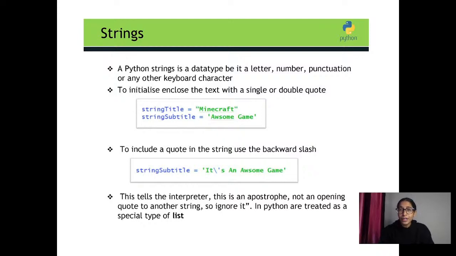Often in Python, a string is treated as a special type of list too. But why is it immutable? Python strings are immutable, which means we cannot change them. Once we have created one, we cannot change it.